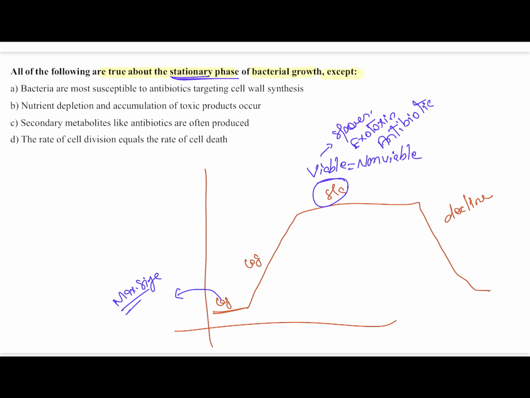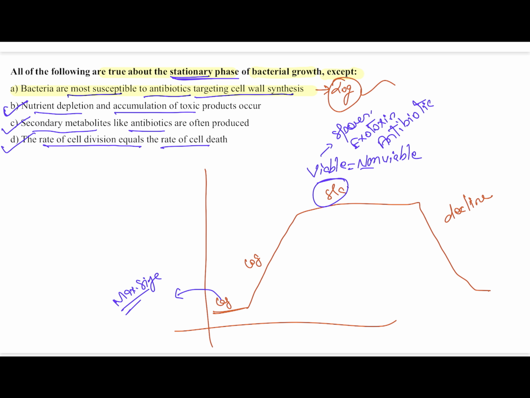Now it is asking about the stationary phase. The first option says most susceptible to antibiotics targeting cell wall synthesis. We need to think of nutrient depletion and accumulation of toxic products. Yes, that's why they started dying. Secondary metabolites like antibiotics are often produced. Yes. Rate of cell division is equal to rate of cell death. Yes. So the last three are correct. So the answer is the first option. No, bacteria will be more susceptible when they are actively dividing. So in the log phase they will be more susceptible to antibiotics targeting cell wall synthesis. So this is the correct answer.